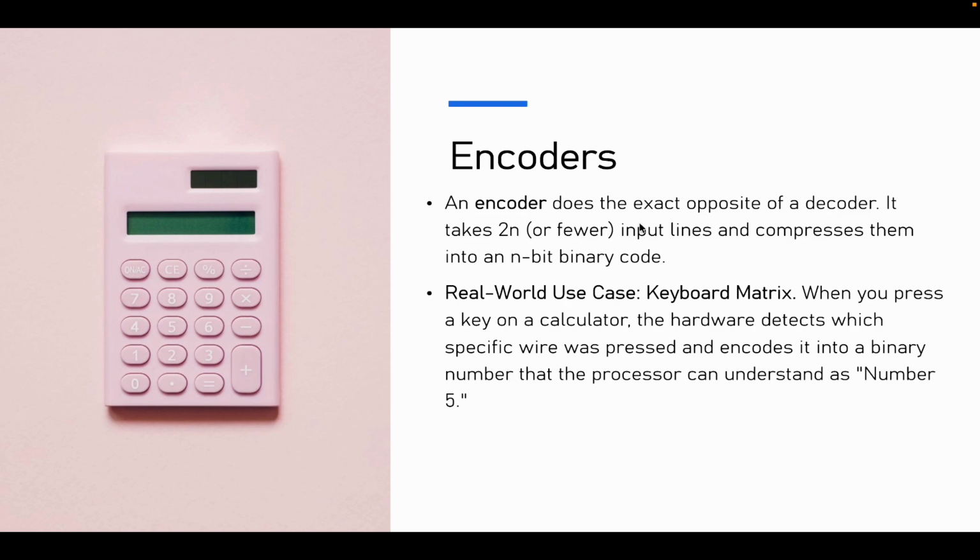Encoders. An encoder does the exact opposite of a decoder. There you had n inputs getting converted to 2^n outputs. Here you will have the opposite of it. It takes 2^n or fewer input lines and compresses them into an n-bit binary code. Real world use case. A keyboard matrix. When you press a key on a calculator, the hardware detects which specific wire was pressed and encodes it into a binary code. The processor can understand it as a number 5.